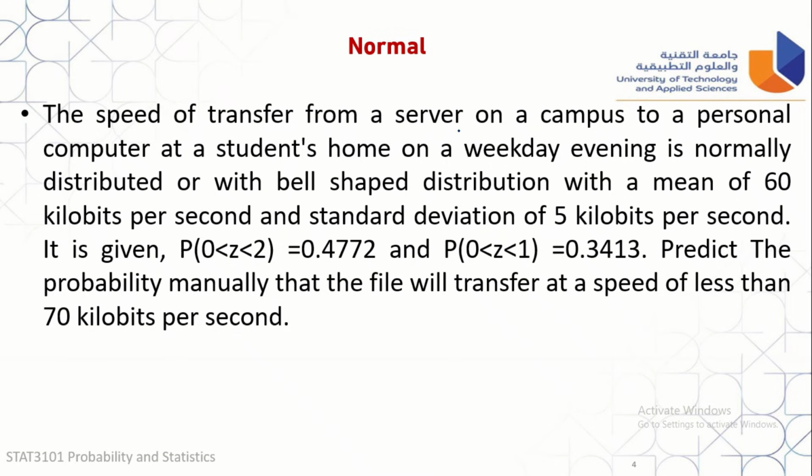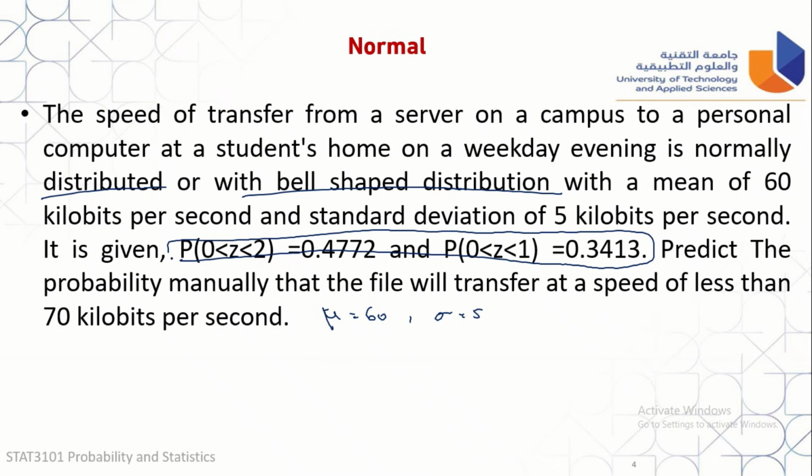The speed of transfer from a server on a campus to a personal computer at a student's home on a weekly evening is normally distributed. It is given as a normal or bell-shaped distribution with a mean of 60 kilobytes per second, so mu is equal to 60, with a standard deviation of 5 kilobytes, so sigma is equal to 5. So it is given. It may not be given also. Even if it is not given, it is our duty to find these values.